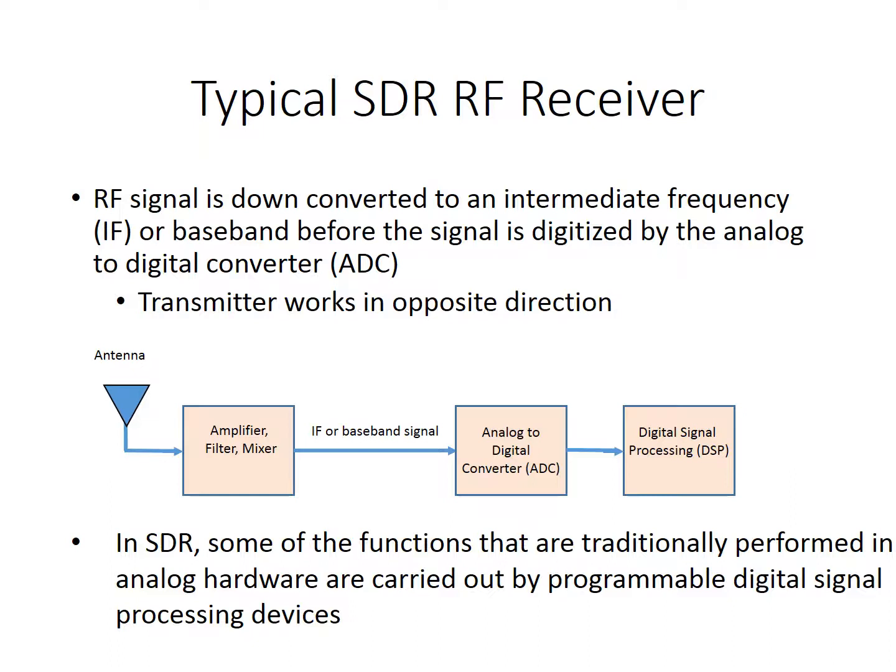The transmitter can be thought of as a receiver in reverse. The transmitter can be implemented as in the block diagram shown, with the signal direction going from the DSP block towards the transmitter antenna.